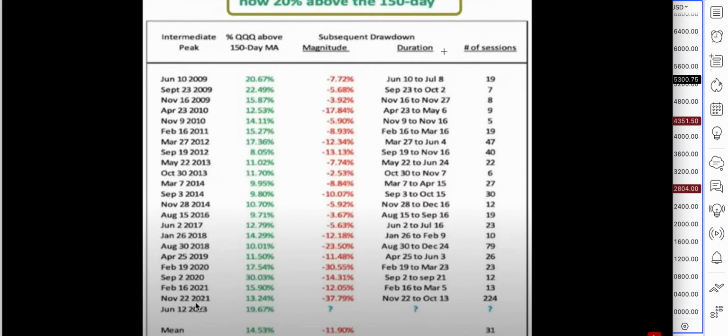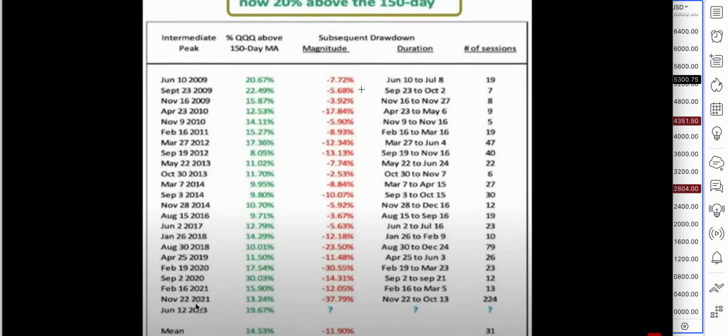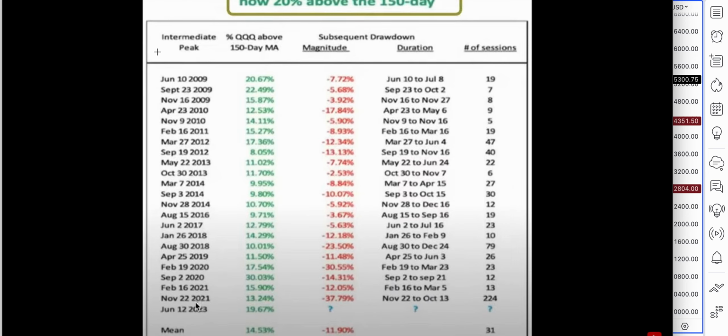What they are saying is basically, here they are looking at the ETF QQQ from 2009 to 2023, which is now 20% above the 150-day average. And they have got an intermediate peak in this column. So these are the dates and the percentage QQQ is above the 150-day moving average.